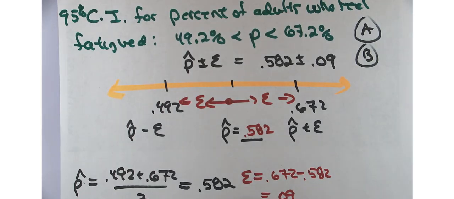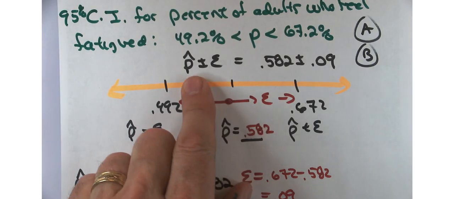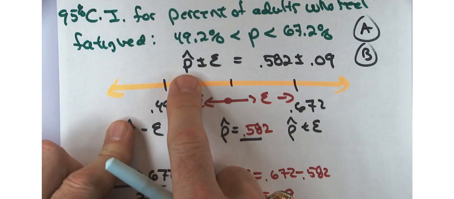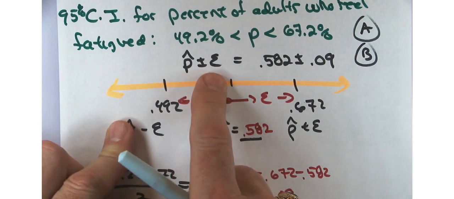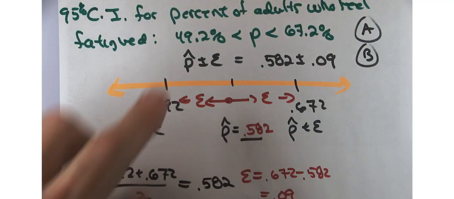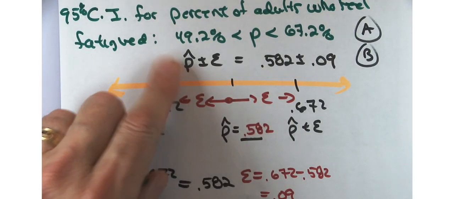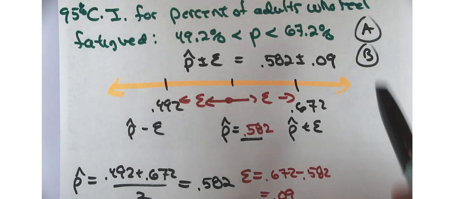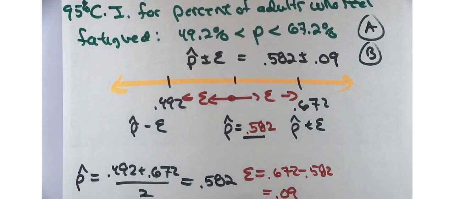Christine? For B, why is it p hat instead of p? Because this is our best guess. We're trying to figure out where this is. We don't know what P is. We couldn't add E to P because we don't know what P is. The only thing we can add E to is our best guess, which is P hat. Then we apply that to the actual p. This is our confidence interval for the actual P, which we don't know what it is.